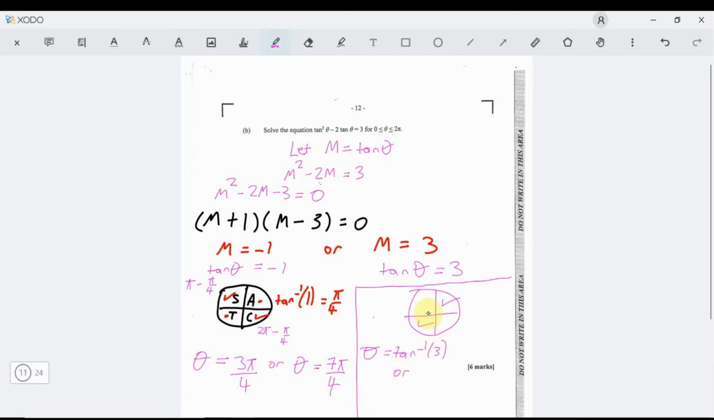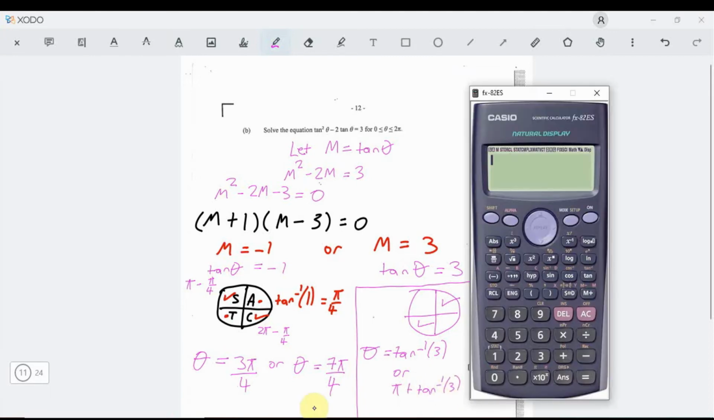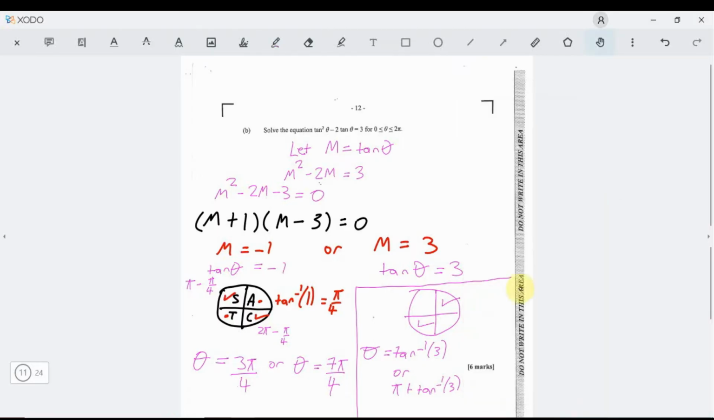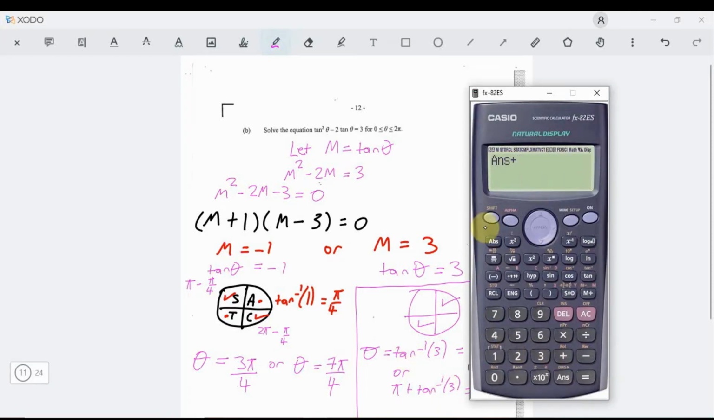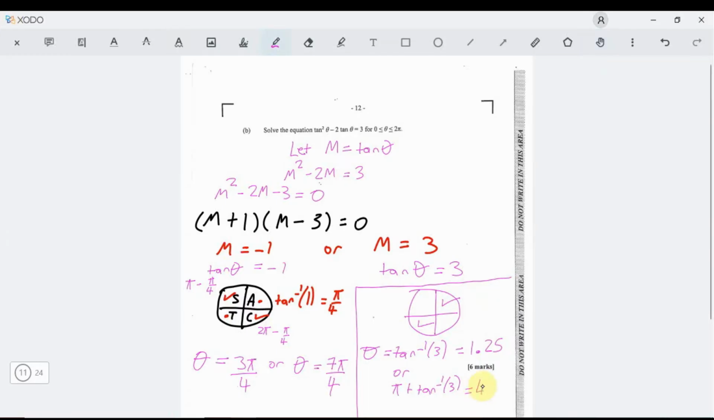So first, theta is going to equal tan inverse of 3, or it is equal to what? This quadrant down here is pi plus tan inverse of 3. Now tan inverse of 3 I know won't give me an exact value. I would leave it as it is, tan inverse of 3, though that doesn't look pretty. But just in case you wanted to write 1.25, and then pi plus that, add pi to it, just in case you wanted to give them the numeric value, it is 4.39 in radians.